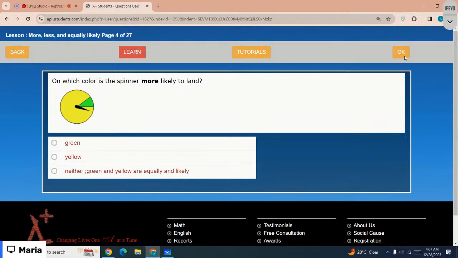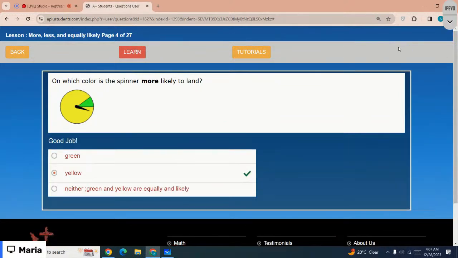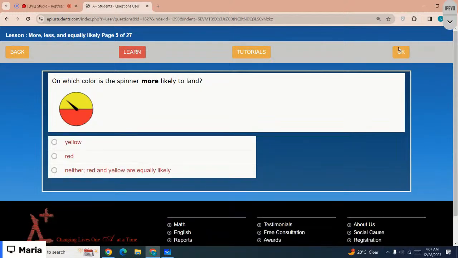Yes, the correct option is the spinner will more likely land on yellow, right? Because most of the portion of the spinner is yellow. Only a very small portion is green, so it will more likely land on yellow. Very good. On which color is the spinner more likely to land?